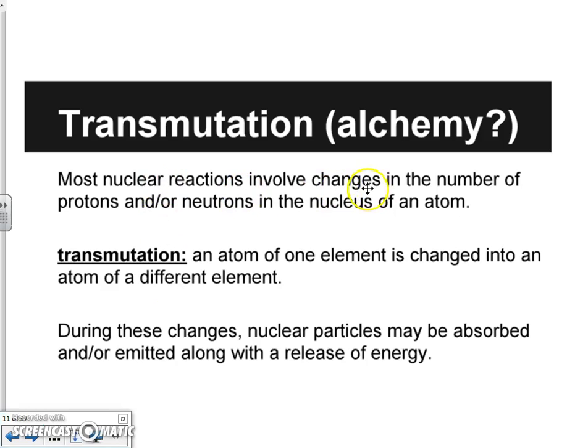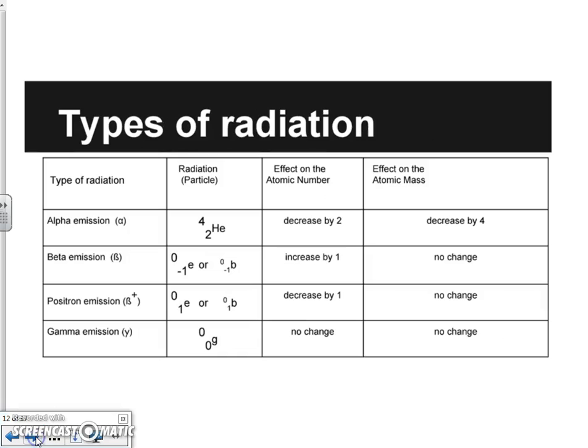Most nuclear reactions involve changes in the number of protons. This is what changes our elements. Different numbers of protons give us different elements. During these changes, particles are either absorbed or emitted. It may do both, but you're also getting a release of energy. So between the energy and the particles, you fall to something stable. You get to a small enough element that you're stable.